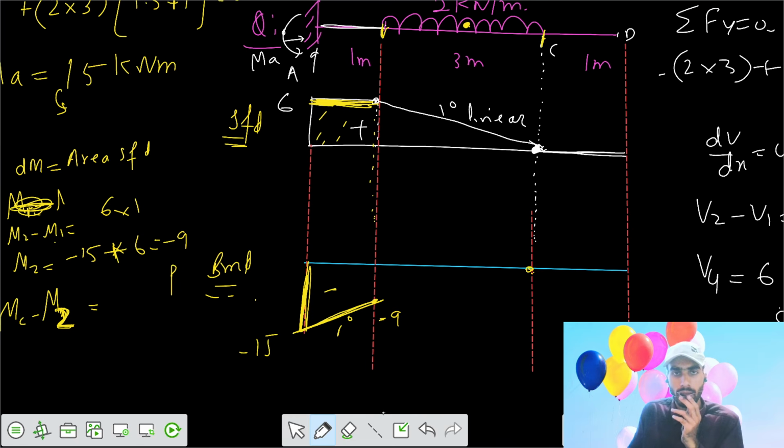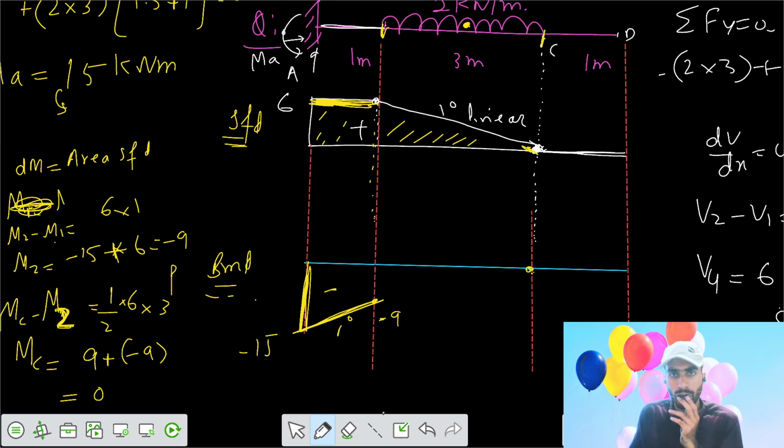The area of that triangle is 1 by 2, 6 into 3. That's positive. So your moment at C becomes 9 plus moment 2. Moment 2 is your minus 9. So your bending moment at C comes out to be 0.